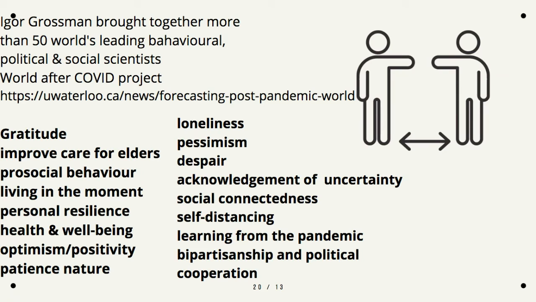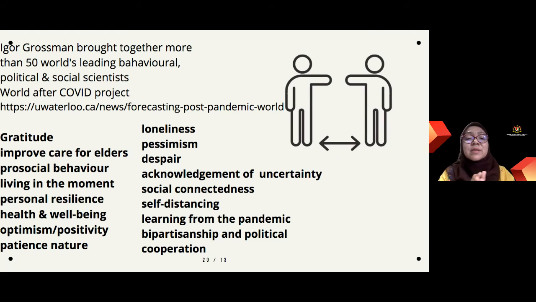care for elders, pro-social behavior, living in the moment, personal resilience, health and well-being, optimism and positivity, patience, nature, loneliness, pessimism, despair, not to be lonely but to understand these themes, acknowledgement of uncertainty, social connectedness, self-distancing, learning from the pandemic, bipartisanship and political cooperation. So these are all things that you cannot find in a book teaching you vocabulary or teaching you tenses. You can find these themes only in literature, right?